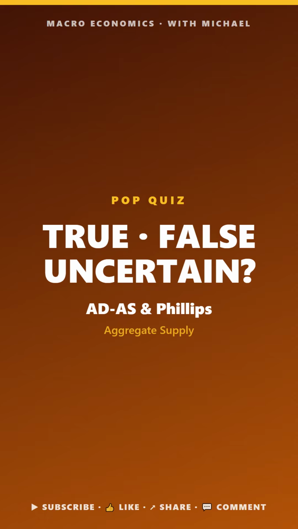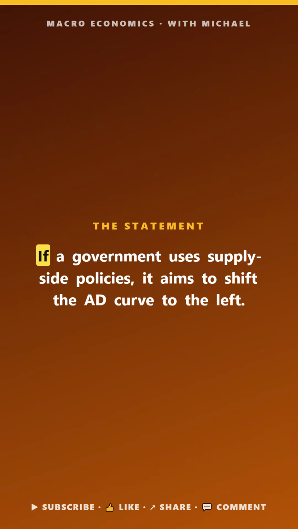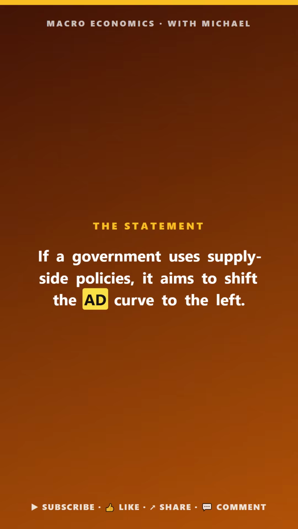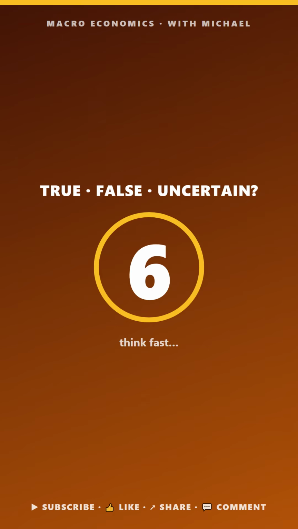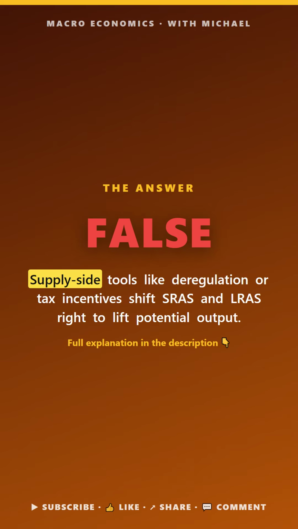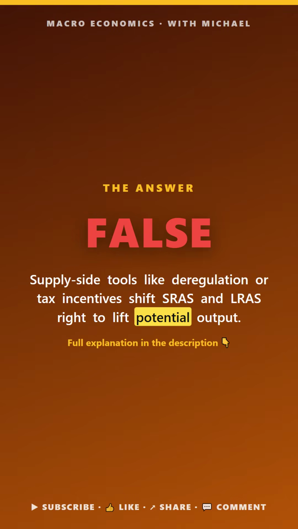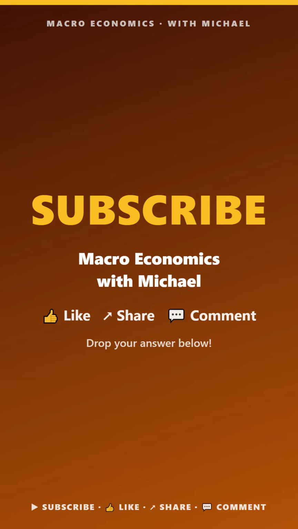ADS and Phillips. True, false, or uncertain. If a government uses supply-side policies, it aims to shift the AD curve to the left. The answer is false. Supply-side tools like deregulation or tax incentives shift SRAS and LRAS right to lift potential output.